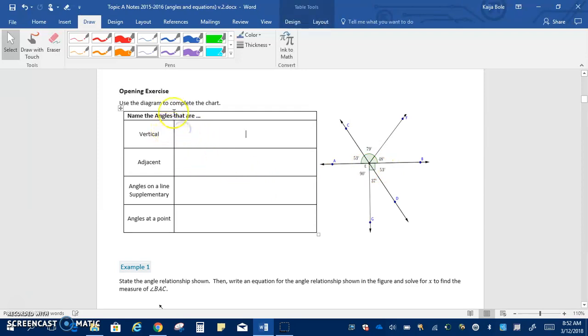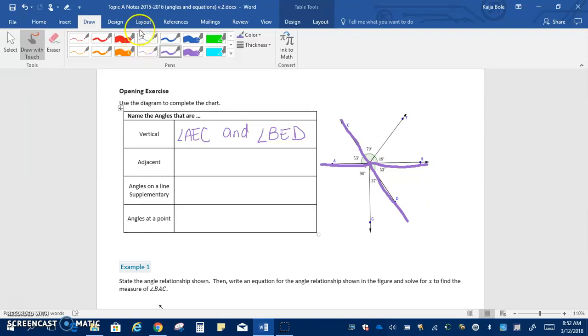So we could say angle AEC and angle BED are vertical angles. So if I drew it on the picture here, here's AEC, and then over here, BED. Okay? Remember to always use the angle symbol and all capital letters when you're talking about angles.